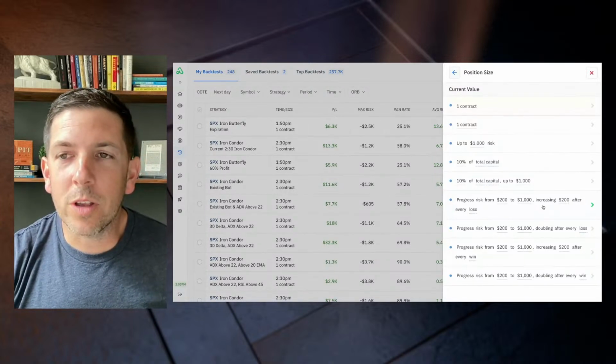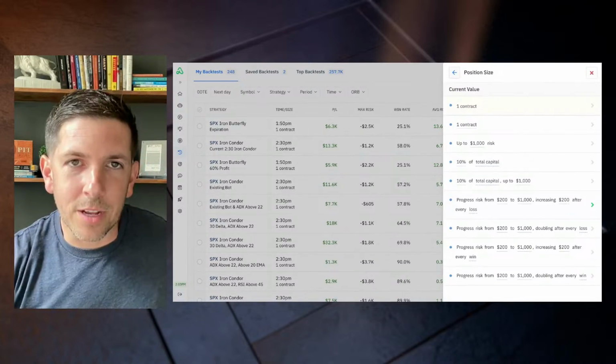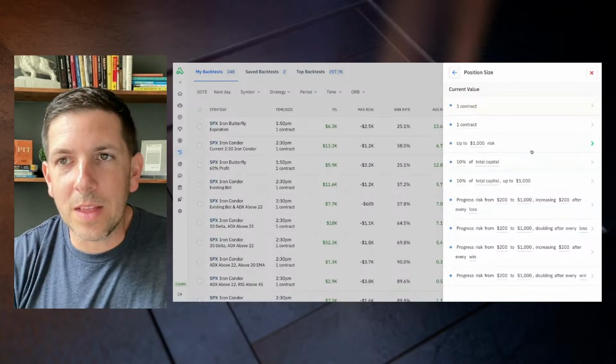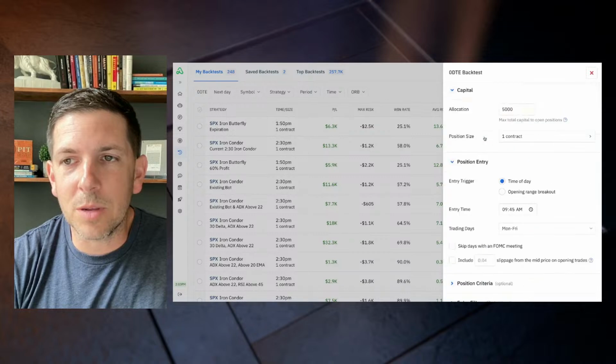This is really cool. It gives some pretty unique insights on how you can try to optimize as much as possible the amount of capital that you're using. So in this case, we'll just do a contract to start. We'll make it super simple.